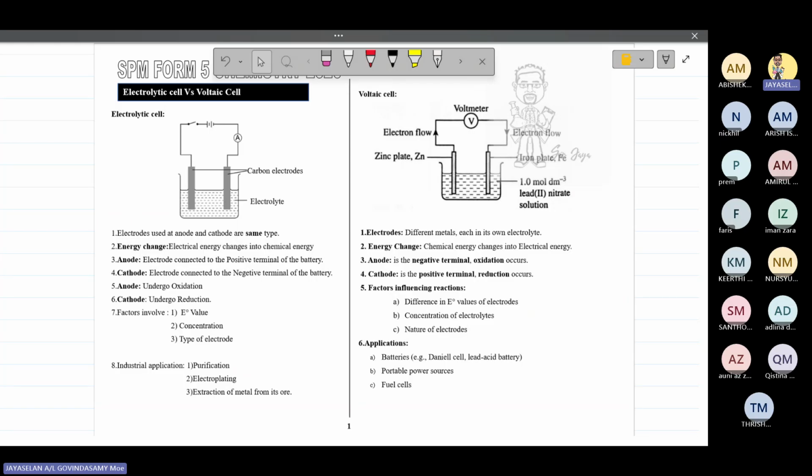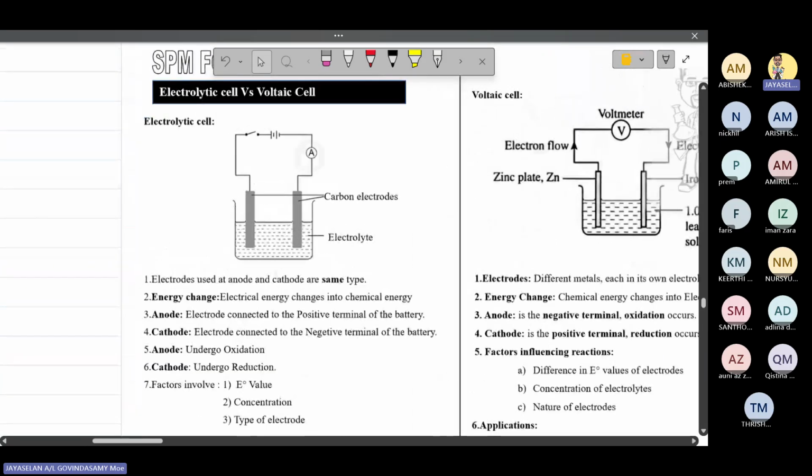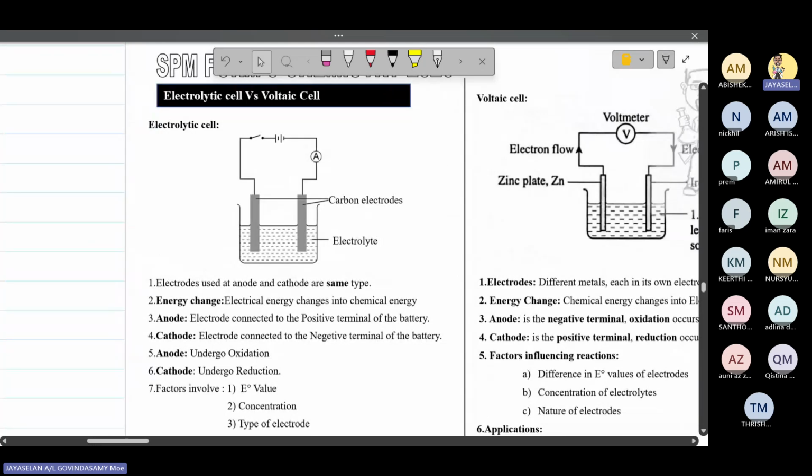This is most important part. Ada satu benda di banyak tuition pun dia tak ajar tau. So saya nak ajar benda tu kena sangat penting. Okay, now we go for electrolytic. Most of you already learn electrolytic cell.